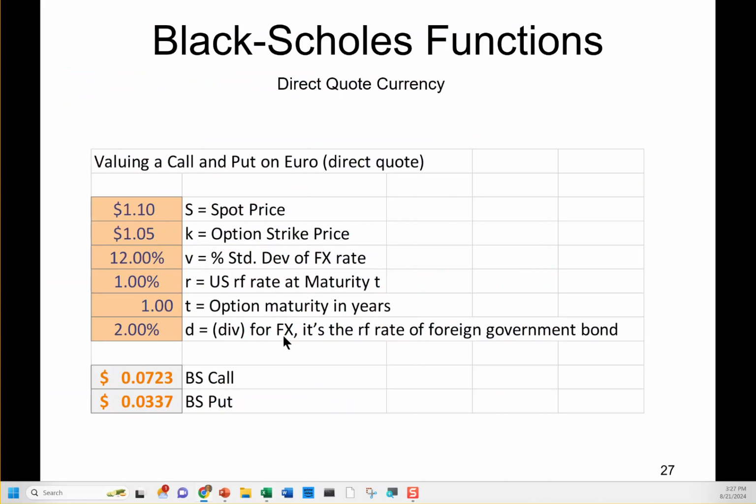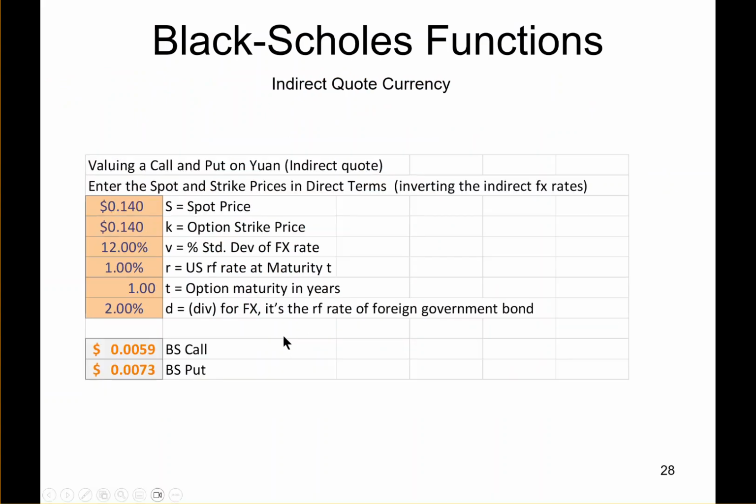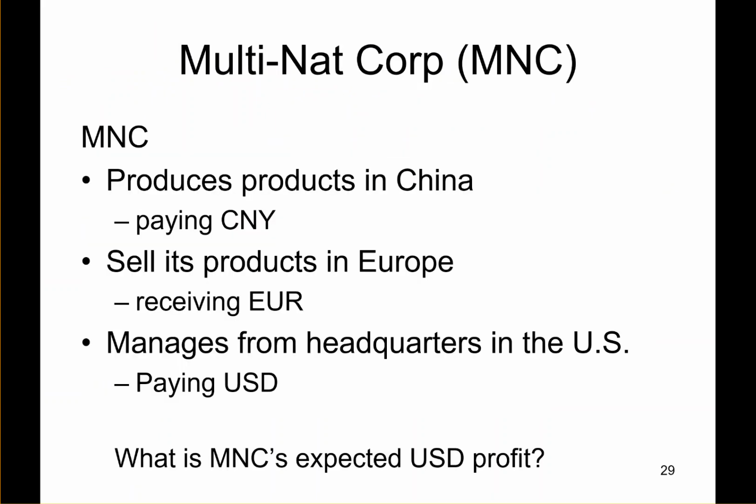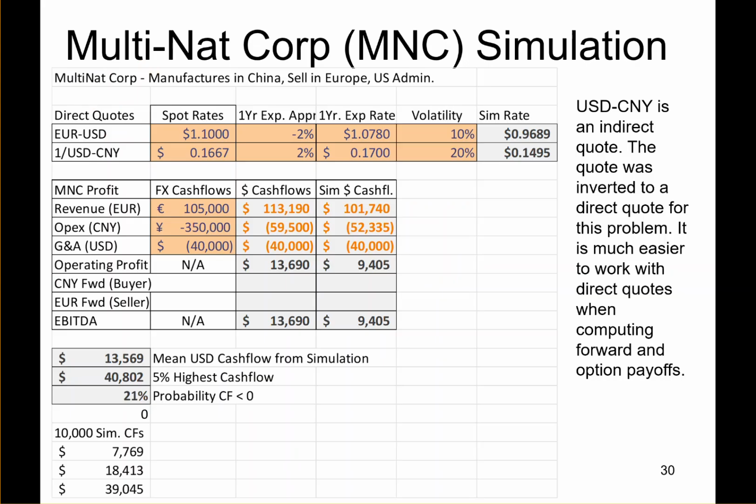So now what I want to do is show an example of how to set up a hedge and simulate a hedge. So I'll make up this fictional company, MNC, Multinational Corp. It produces its products in China, paying CNY, and it sells its products in Europe, receiving EUR. So it has Chinese costs and euro revenues, but also has a little bit of US cost too. So what's their expected profit?